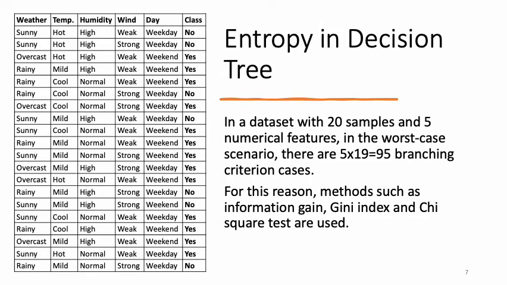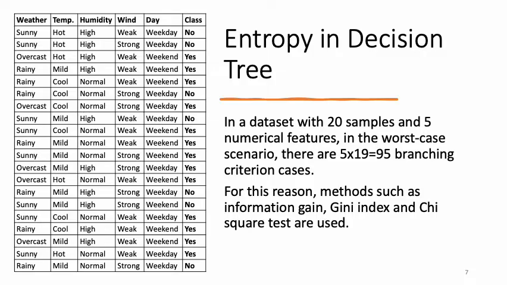A decision tree divides multidimensional data into several subsets based on conditions applied to specific features. Choosing which feature to split on and determining the optimal splitting condition at each node involves solving a complex combinatorial problem. In a dataset with 20 samples and 5 numerical features, the C4.5 method might need to evaluate up to 19 different threshold values for each of the 5 features during the first branching decision.